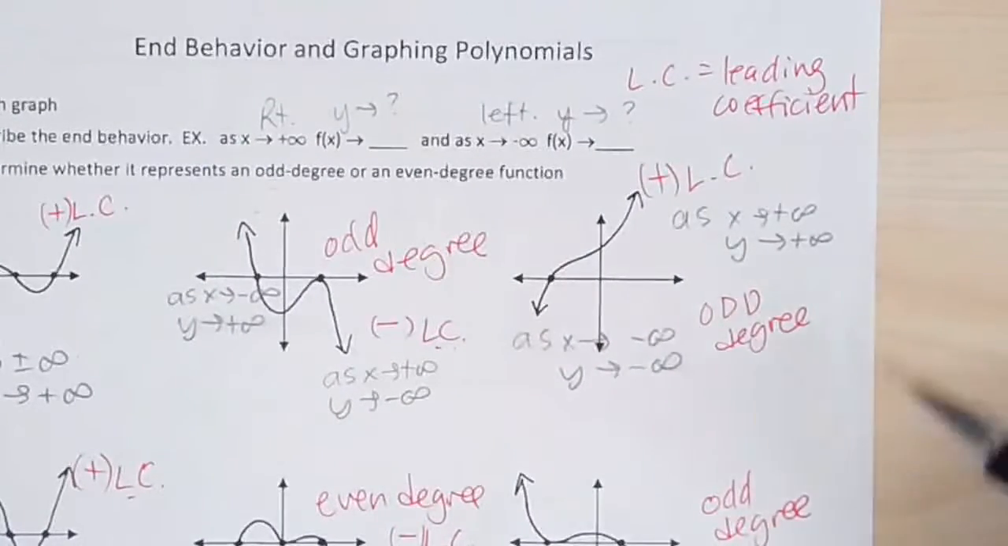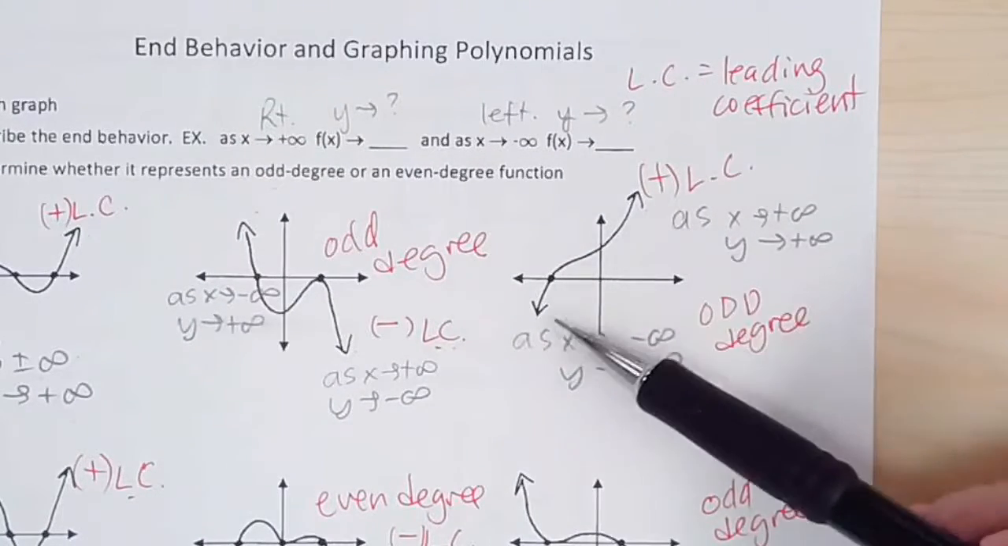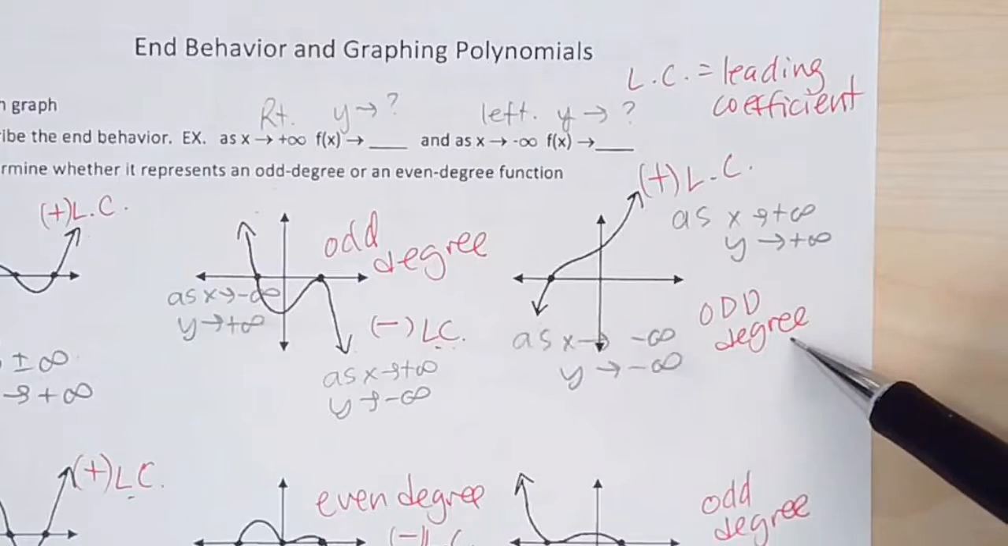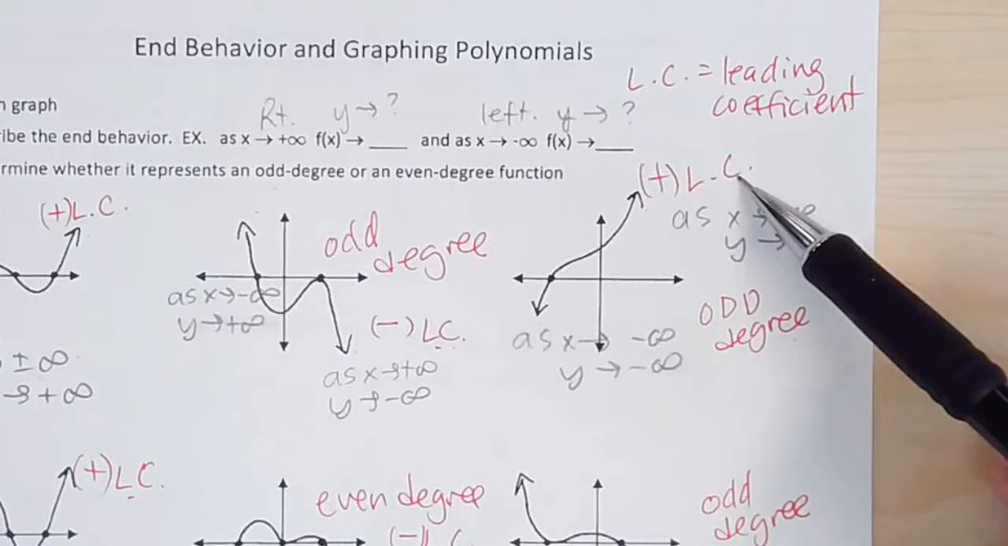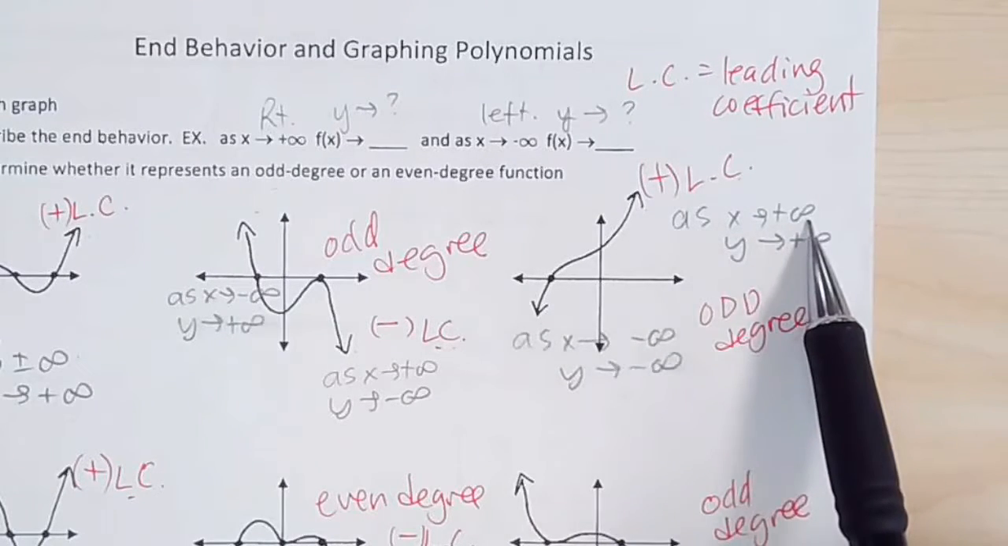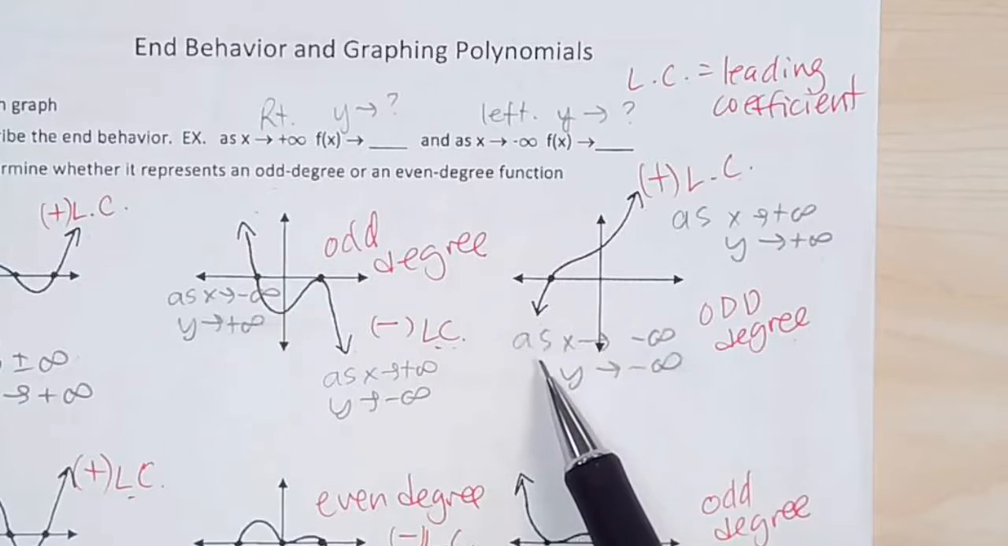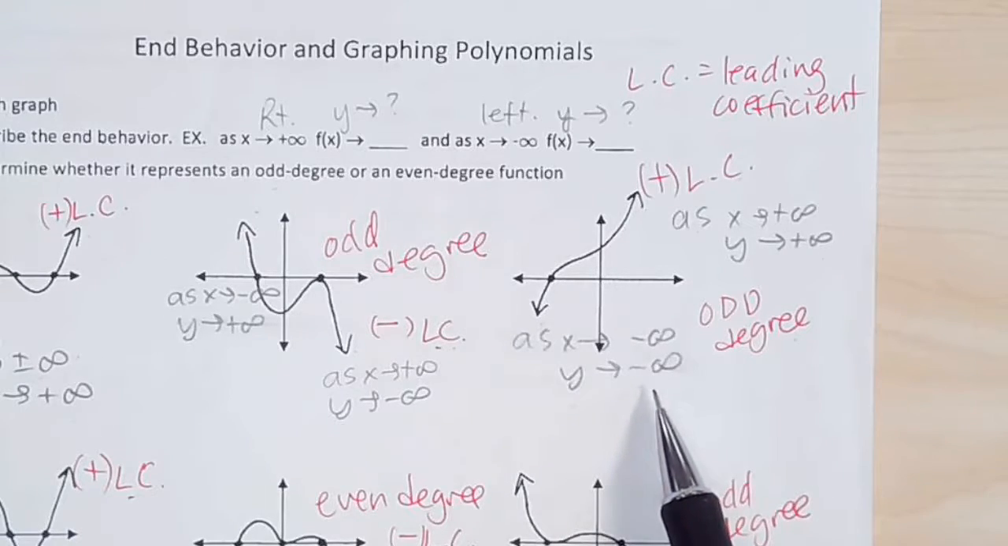Next graph. It's up on the right, down on the left. That means odd degree. It's a positive leading coefficient. As x goes to positive infinity, y goes to positive. That's up. On the left, as x goes to negative infinity, it's going down. Y is going to negative infinity.